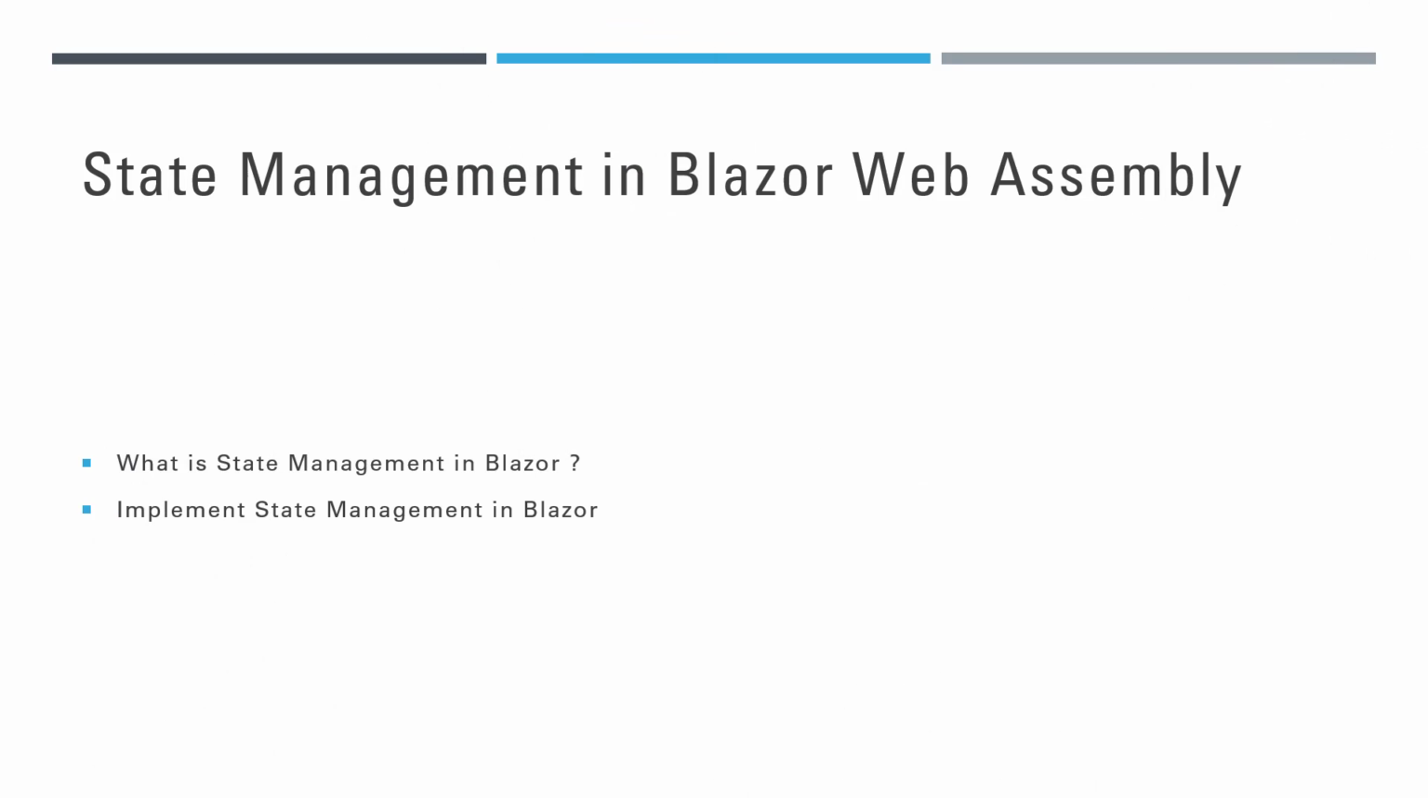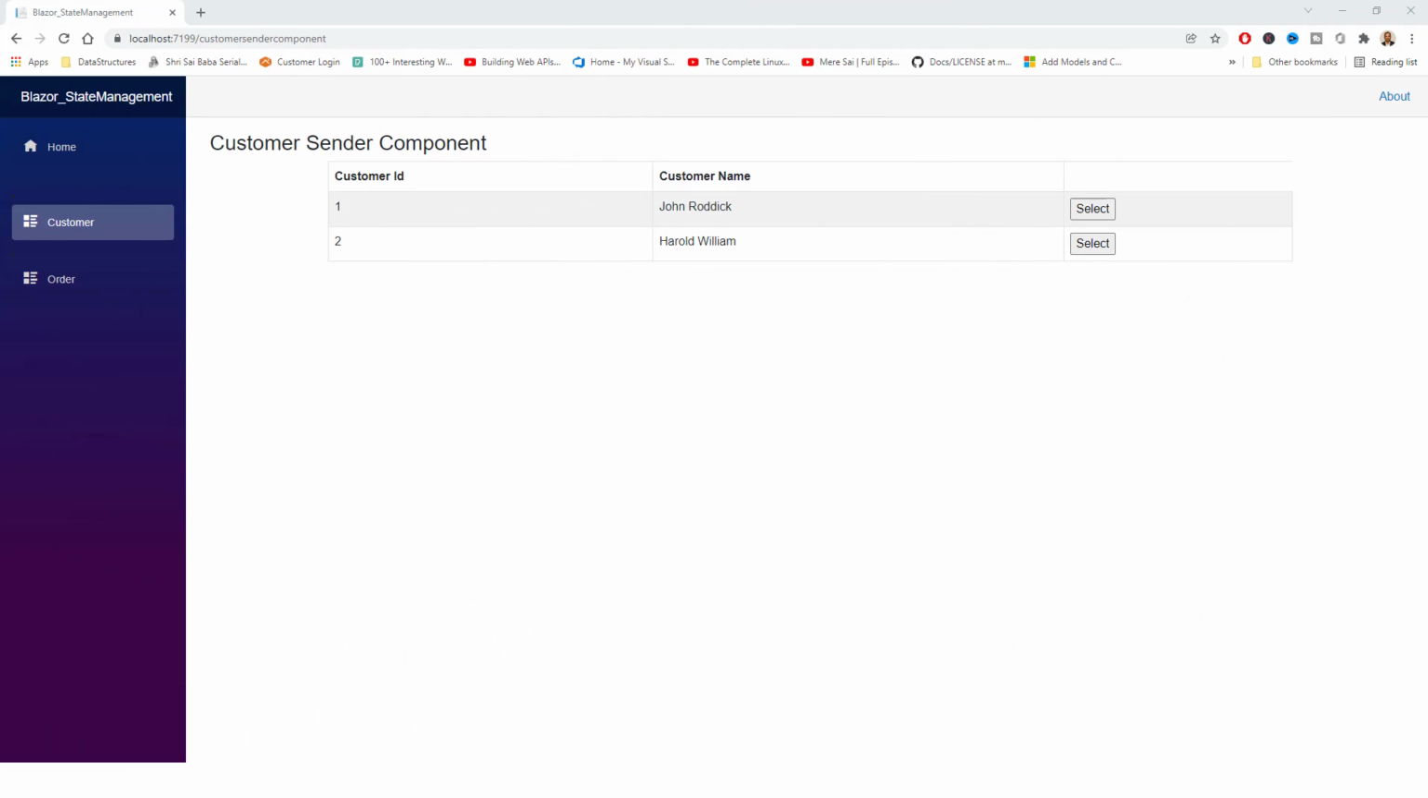So before moving further, I would like to show you what the end product that we are going to build will look like. So this is the Blazor state management project that we are going to complete in this tutorial. This is a customer menu and this is an order.